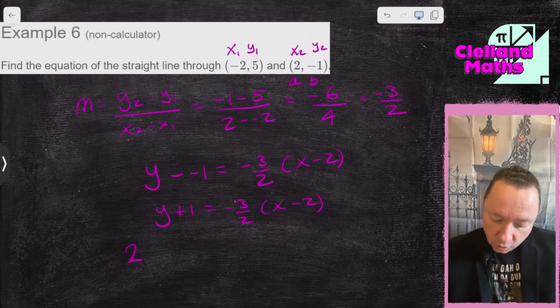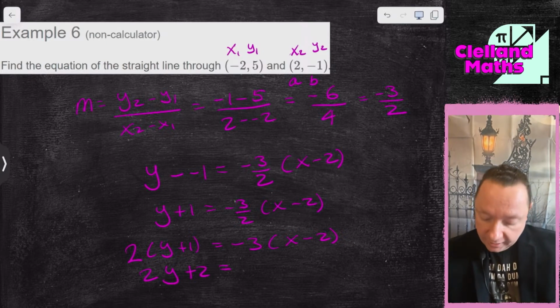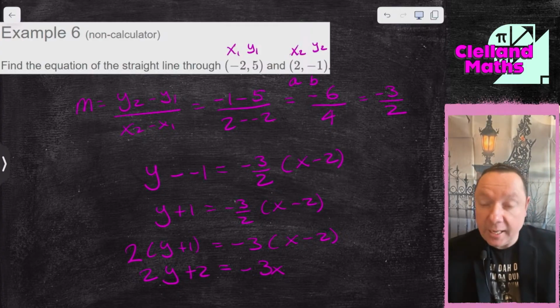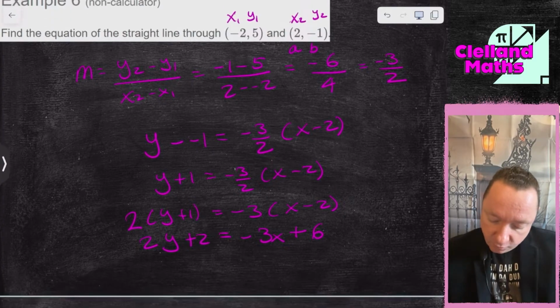Move the 2 to join the y plus 1, so put that in brackets. Leave the minus 3 and x minus 2. Expand the brackets, 2y plus 2 is 3x, well, minus 3x, and watch your minuses. A minus 3 times a minus 2 is a plus 6. And then leaving it in any form you like.